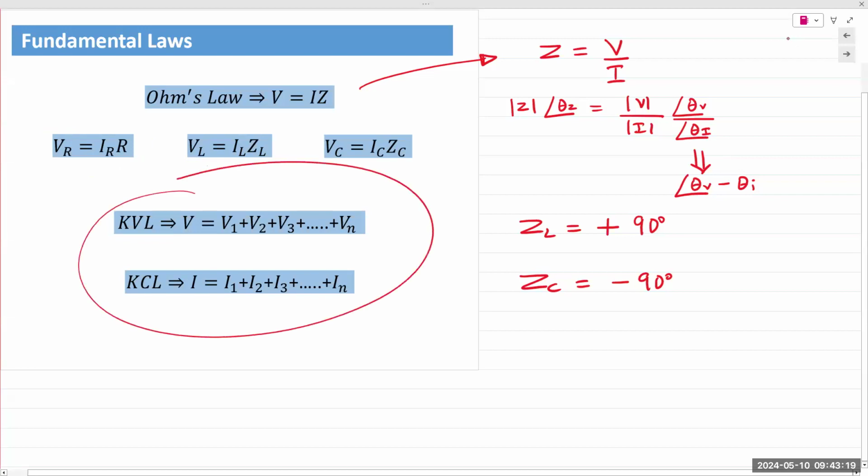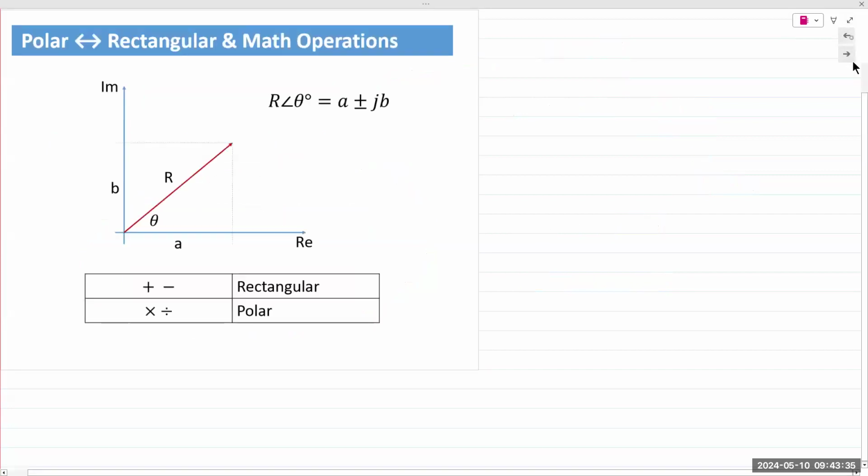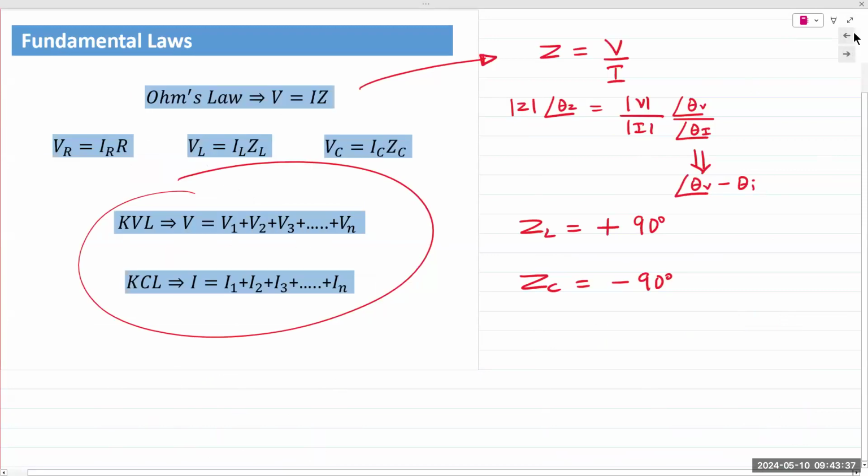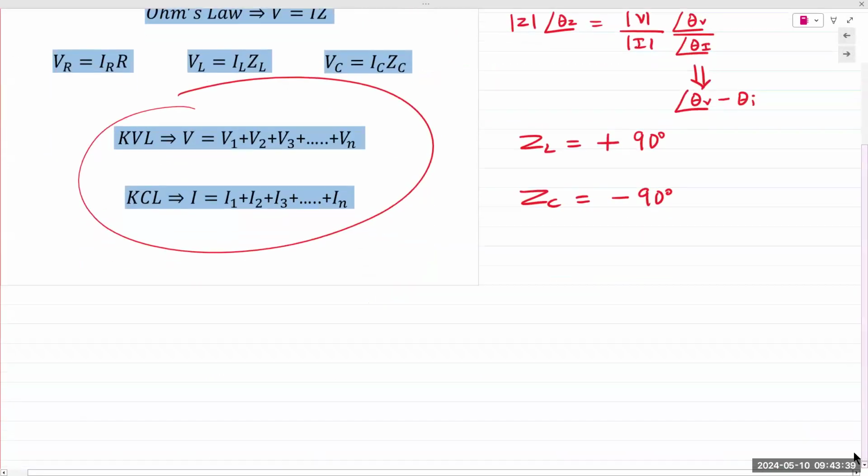KVL and KCL also work exactly the same way that we did in chapters 1 and 2. The only difference is they are now vectors, and so they're complex quantities. You're using complex numbers. You have to take phase angles into account, and I will come back to that in just a second. So you have to take phase angles into account.